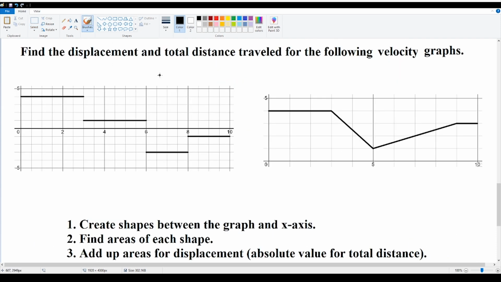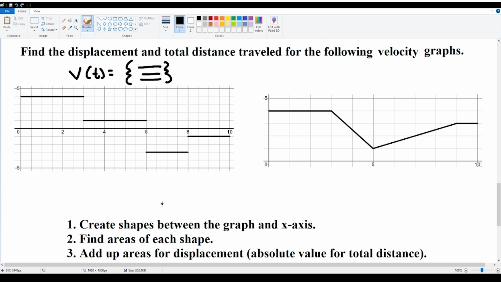So here we have a couple of example problems. Find the displacement and the total distance traveled for the following velocity graph. So these are probably some type of v of t style piecewise function. We don't necessarily need to be able to create whatever the function is, but that's what we're looking at here.